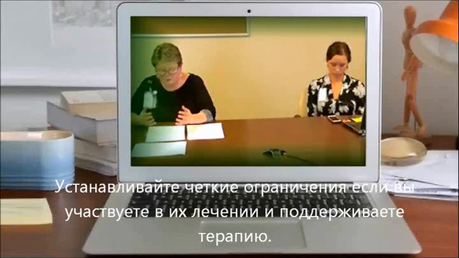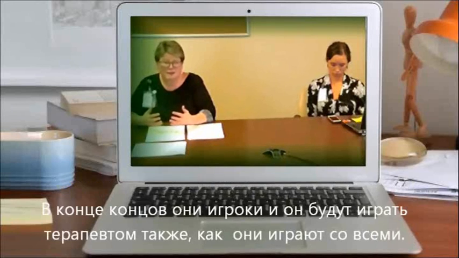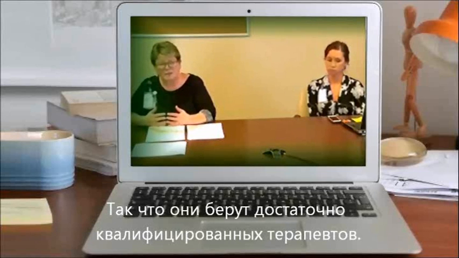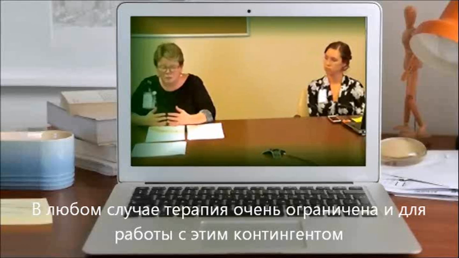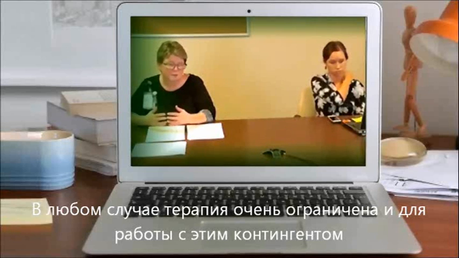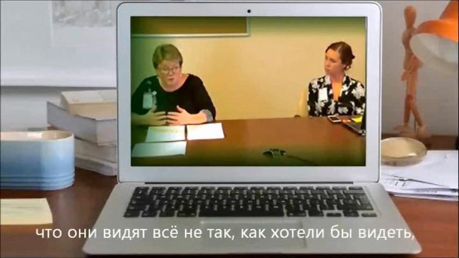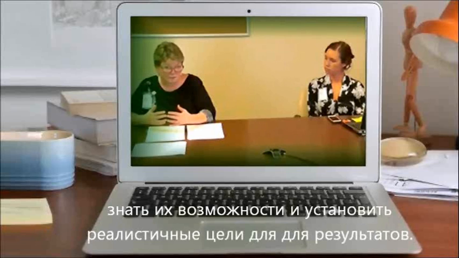Set clear limits if you're involved in treatment. Keep therapy structured. At the end of the day, they're players. They'll play their therapist just like they play everybody else. And it takes really skilled therapy. I mean, therapy is quite boundaried anyway, but it takes really skilled therapists to be able to work with this population because they need to know what they're looking at, and they need to treat to what they see, not what they would like to see, but the capabilities of that personality in front of them, and set realistic goals and expectations for outcomes.